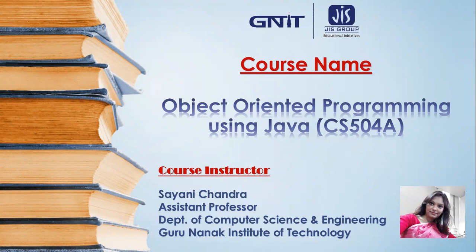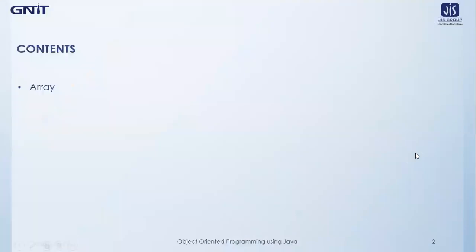So let's look at today's lecture contents. Today we will be learning about arrays in Java. As we all know, an array is a group of like-typed variables that are referred by a common name. Arrays of any type can be created and may have one or more dimensions. A specific element in an array is accessed by its index. Arrays offer a convenient means of grouping related information.